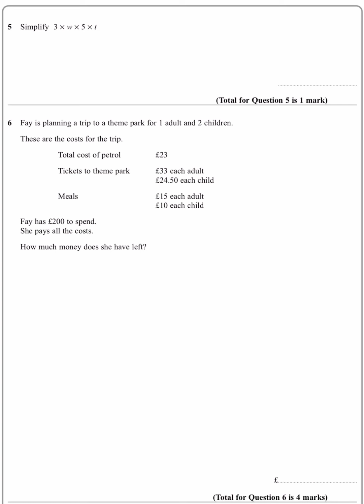We're gonna get started. So question 5, very simple algebraic understanding question. It says to simplify 3 w times 5 t. So first, let's get the numbers out the way. So 3 times 5 is 15.